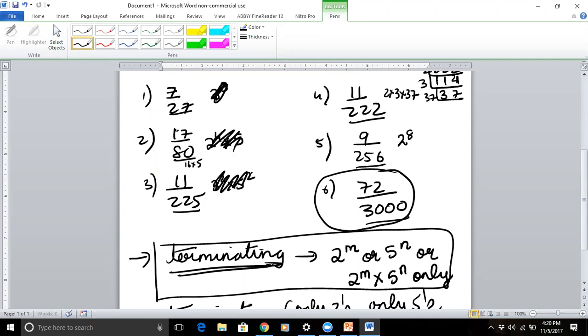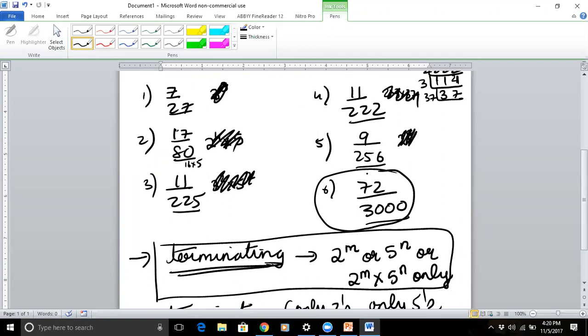So if I have a look at these 6 fractions, what I don't want you all to do is to prime factorize the denominators. What I want you all to do is to hold on to the definition of terminating and non-terminating, glance at all the fractions, and eliminate the fractions which are non-terminating. Now the definition of a non-terminating is if the denominator consists of anything other than 2 and 5.